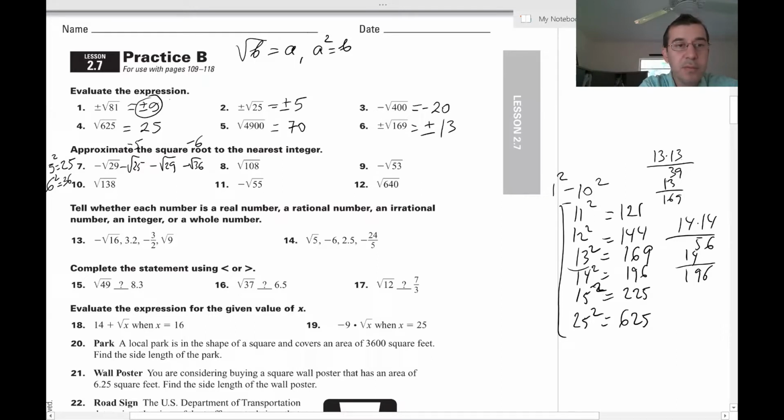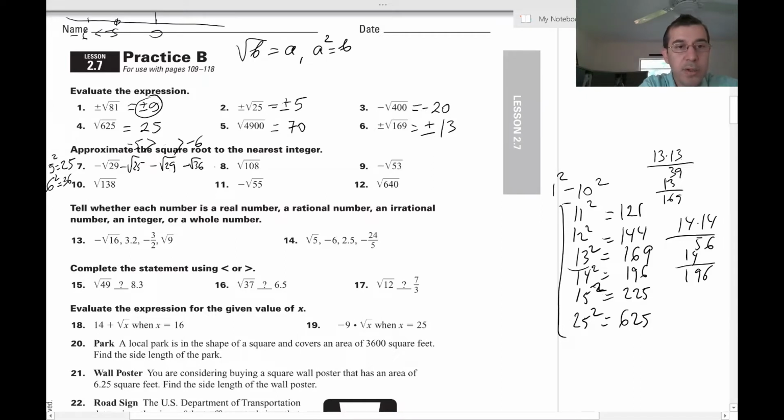Minus 5 is greater because on the number line, remember, as you're going to the left, the numbers get smaller and smaller. So minus 6 is to the left of minus 5. So minus 5 is greater than minus 6. So the signs will be like this. Okay, so minus square root of 29 is somewhere here between minus 5 and minus 6.